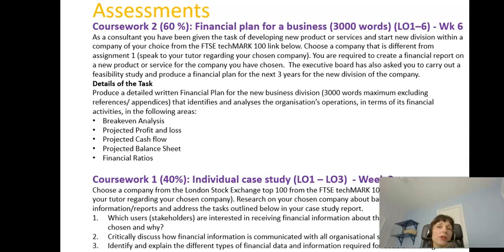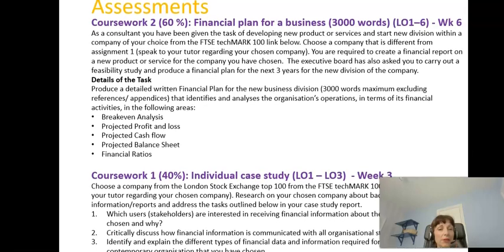So you're going to be picking two organisations from that list, and you need to create a financial report for a new product or service for that company. And then you need to produce a financial plan for 3 years ahead for this new division of the company that you're creating the product or service for. So you're going to have to consider things like break even, profit and loss, cash flow, balance sheet, and financial ratios. So there's quite a lot of financial production there that you're going to need to do.